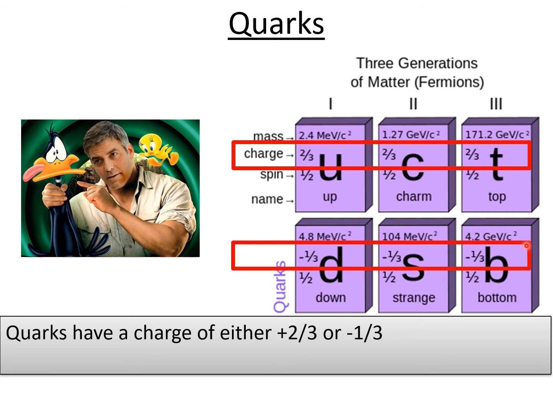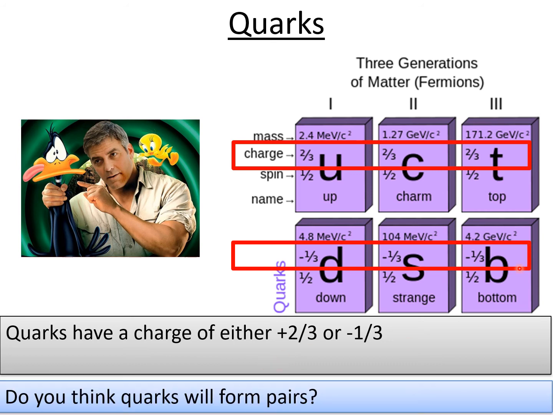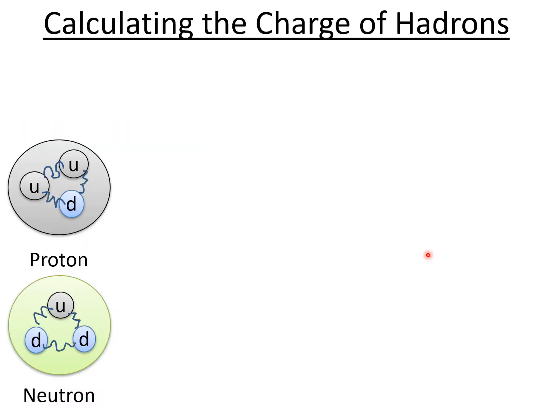So how do these charges interact? Well, first of all, because they're fractions, do you think quarks will form pairs? Well, hopefully the answer is kind of no, because we've talked about baryons and mesons, haven't we? So we know that baryons have 3 quarks called triplets, and mesons have pairs of quarks and antiquarks. So the answer is generally no, they tend to form triplets, and there's a reason for this.